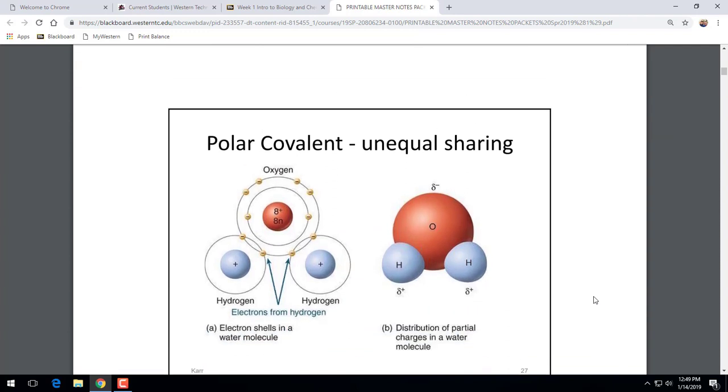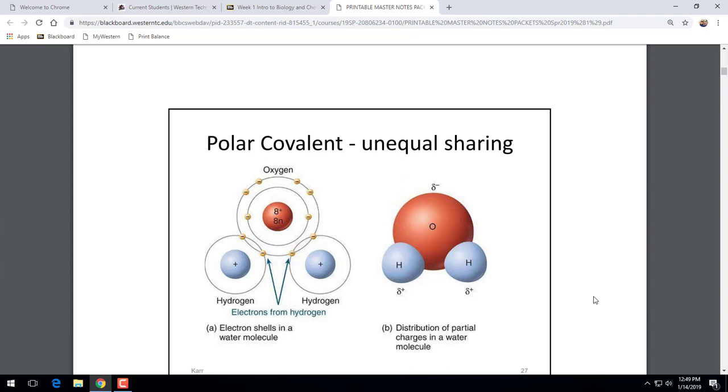Polar covalent, there's still sharing going on, but one atom is a little more selfish, a little more hungry for that electron that's being shared, so it pulls the electron a little closer to it and away from the other atoms. If we look at oxygen and hydrogen, we can see that hydrogens have that little symbol, kind of looks like an S, it's a Greek symbol. They have a positive charge because the electron that they have in their outer energy level that they're sharing with oxygen is being pulled slightly closer to oxygen.